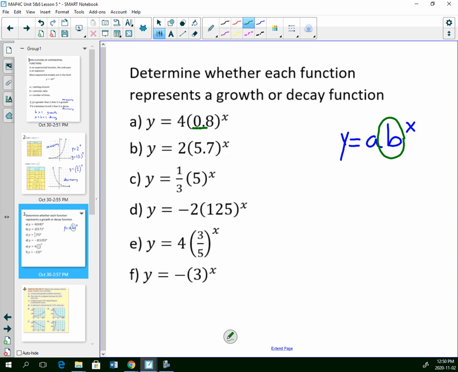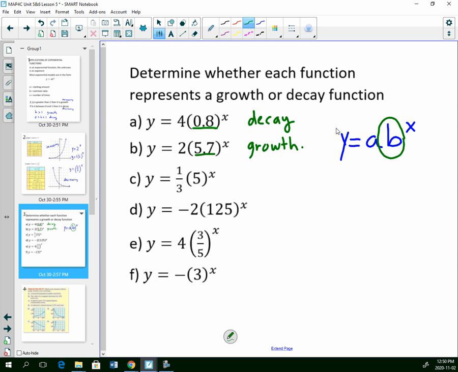So here, the first one, a is 4. That's the starting amount. B is 0.8. Since 0.8 is a decimal between 0 and 1, it would be a decay function or a decreasing function. In question B, the starting amount is 2, and then the common ratio is 5.7. Well, 5.7 is greater than 1, so that would be a growth function.